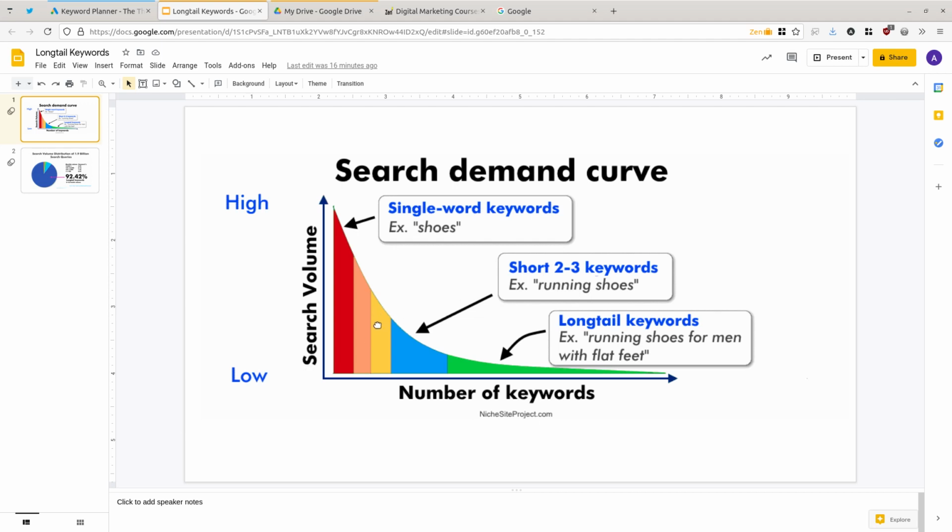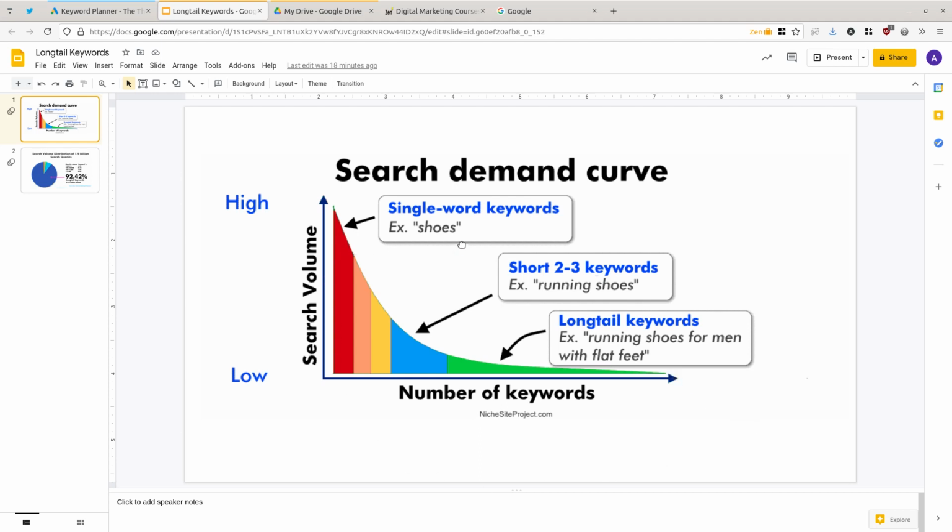This yellow one here could be maybe 15,000 searches a month. The blue one may only be 4,000 searches a month, and the green would probably indicate anywhere around 100 to 1,000 searches a month. And as you continue going down, the longer the keywords get, it could just be 20 searches or 50 searches or 60 searches a month. So that's literally it.